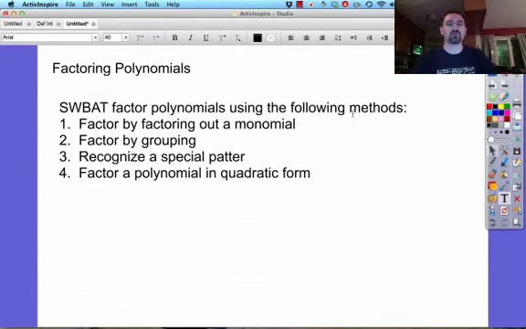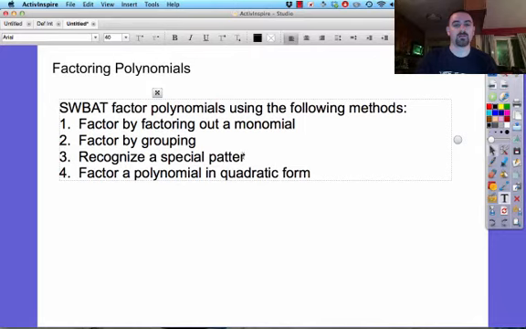Alright, today we're going to talk about factoring polynomials. There are four things we're going to go through. We're going to talk about factoring by factoring out a monomial, factoring by grouping, factoring by recognizing a special pattern, and factoring a polynomial in quadratic form.